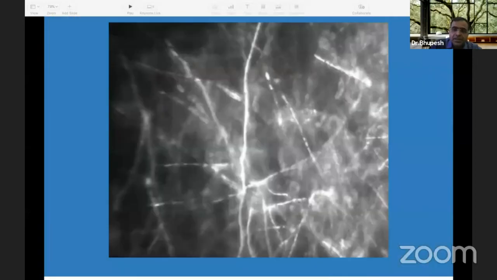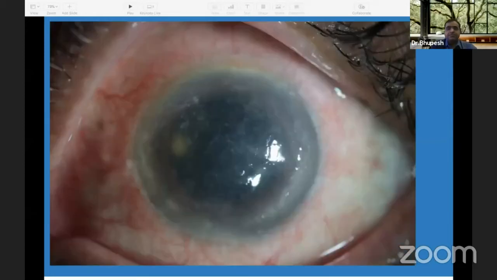In confocal, it came out to be fungal filaments, as you can see. These are the branching filaments at the mid-stromal level, and we can confirm the diagnosis, and on treatment with intrastromal and intracameral medication, this patient resolved. So this was basically one of the ways to get the diagnosis.